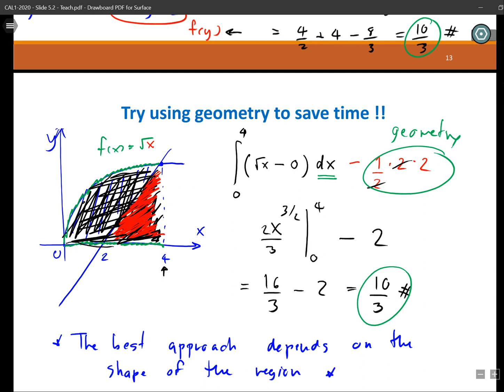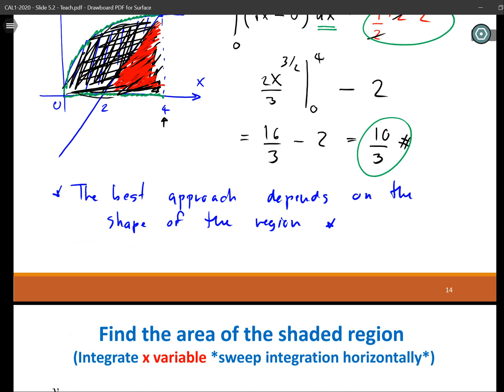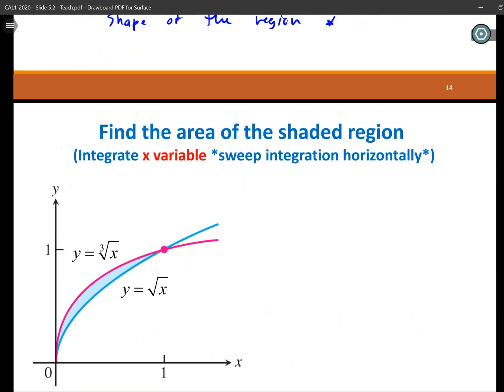Do not assume the x variable to be easier. Sometimes y is better, and sometimes x is better. Or sometimes you can add some trick like geometry into that to make it even easier. So it's all up to you when you see the shape and you determine which approach to follow. Okay? Now, let's take a look at a few more examples.